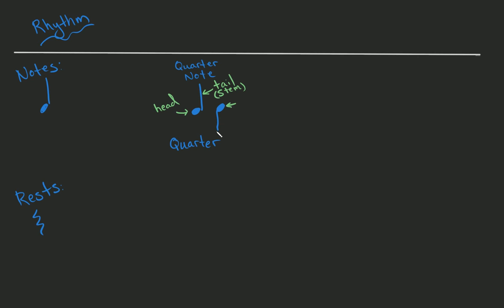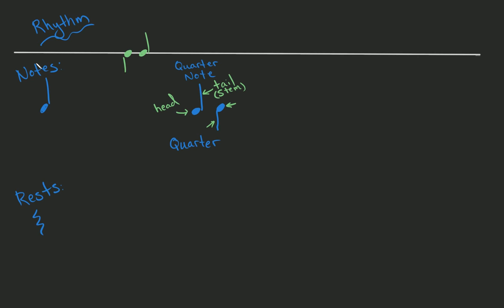Again, we have our head, we have our stem. Depending on if it's up or down, there are many factors that go into it, but they would look like this if you put them on note paper. They would look like these two. Up and down, up and down. So this is a quarter note. Both of these are quarter notes.